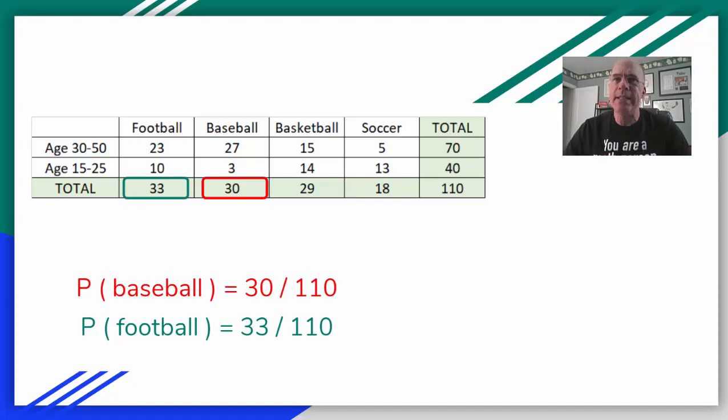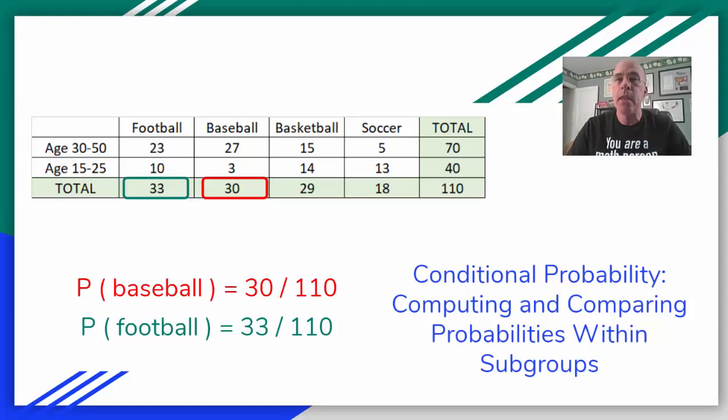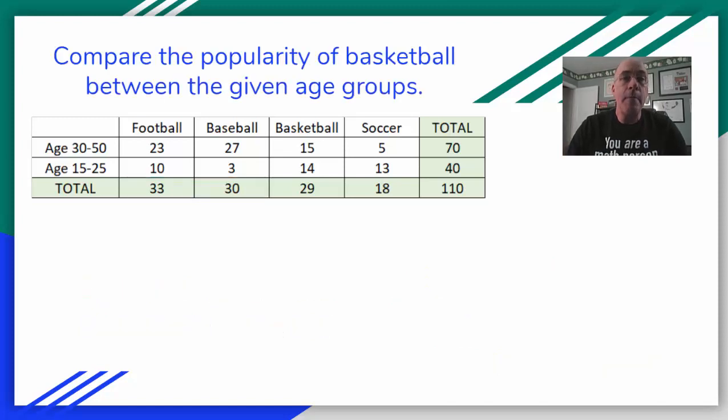But what if I want to break things down a little bit? What if I want to look at age 30 to 50 and how they like basketball versus age 15 to 25 and make some comparisons here? Well, that's the idea of conditional probability. We're going to compute and compare probabilities within subgroups. So let's look at some of these subgroups and what the probabilities are. Perhaps we want to compare the probability of basketball between the given age groups.